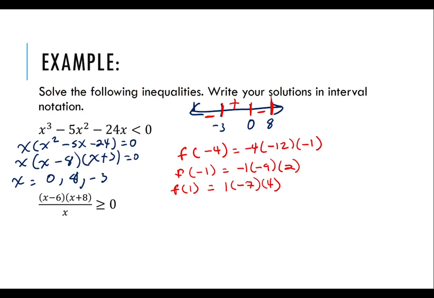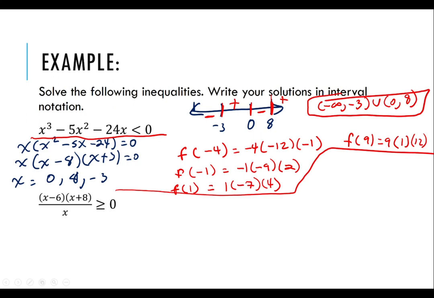Then I need to pick a value to the right of 8. How about f of 9? That's going to be 9. 9 minus 8 is positive 1, and then 9 plus 3 is 12. Positive times positive is positive, and so that's above the x-axis. Then we're looking specifically for the intervals that are strictly below the x-axis, and so that's going to be from negative infinity up to negative 3, not including, union, not including 0, up to 8, not including.